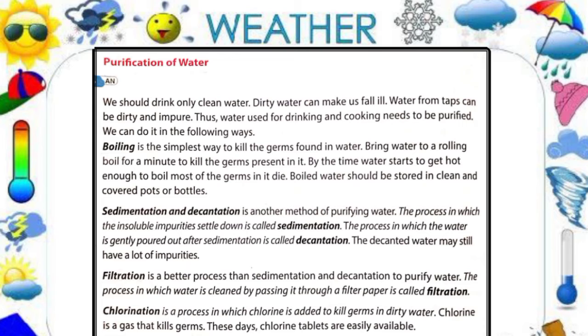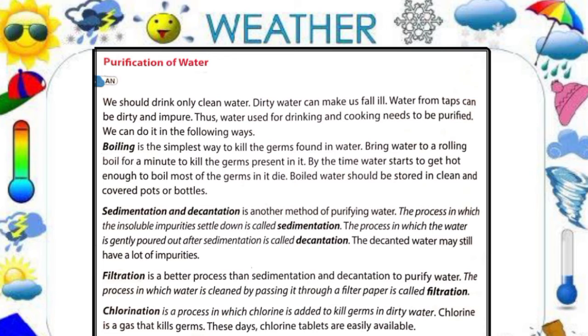It is the simplest way to kill the germs found in water. Bring water to a rolling boil for a minute to kill the germs present in it. And by the time water starts to get hot enough to boil, most of the germs in it die. And boiled water should be stored in clean and covered pots or bottles.